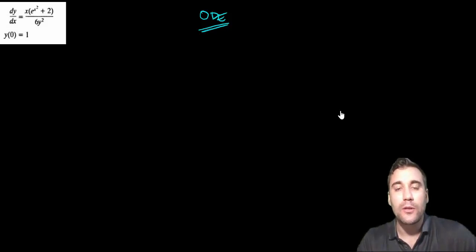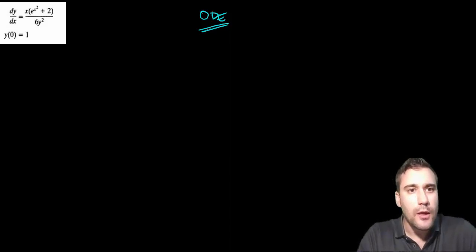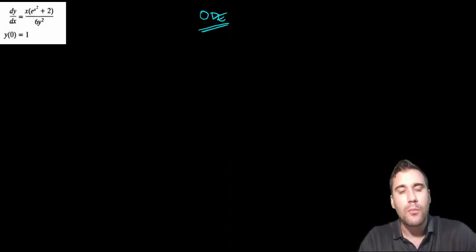And today we're going to be looking at ordinary differential equations, just a really simple example that I've taken off the web. I'm just going to work through it so that you can see how it's done. We do have an initial condition given, so we will also solve for the constant that we end up with afterwards. So here it is: dy/dx is equal to x multiplied by e to the x squared plus 2, all of that divided by 6y squared. The initial condition given is y(0) is equal to 1.